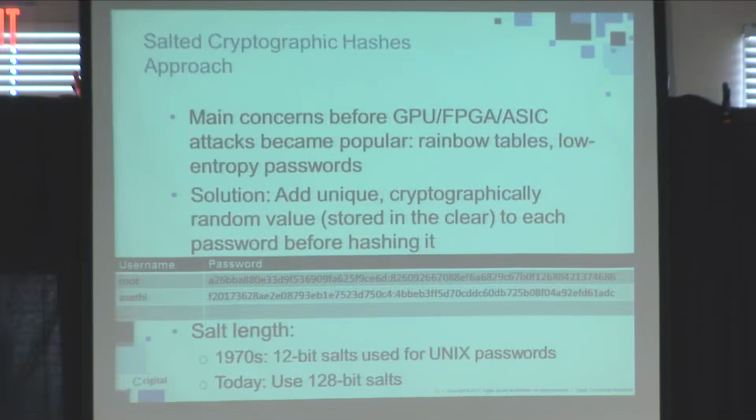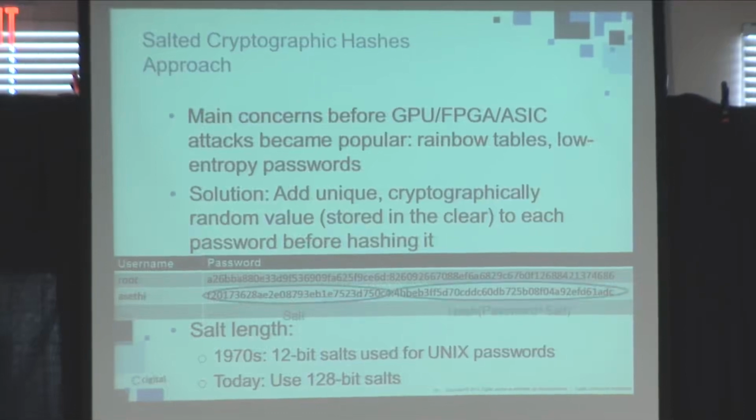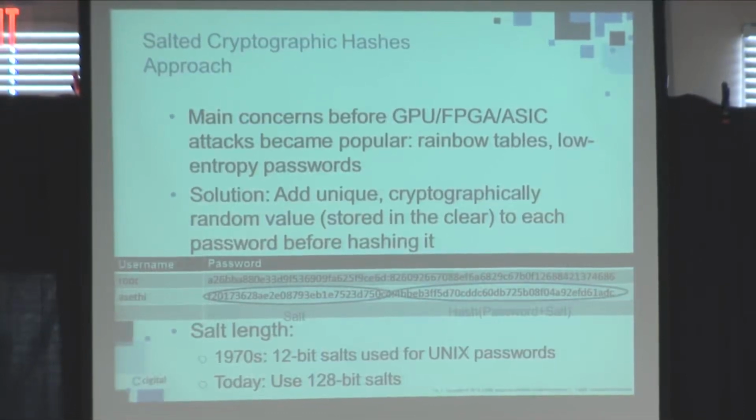So we get to the next approach, salted cryptographic hashes. Before GPU attacks, FPGA attacks, ASIC attacks became popular, the main things we were worried about were rainbow table attacks and low entropy passwords. So the solution we came up with was, well, let's add a unique cryptographically random value that gets stored in the clear to the password before we hash it. And that value we can store in the clear along with the password. So our password store looks something like this. We have the salt, and then we have the hash.